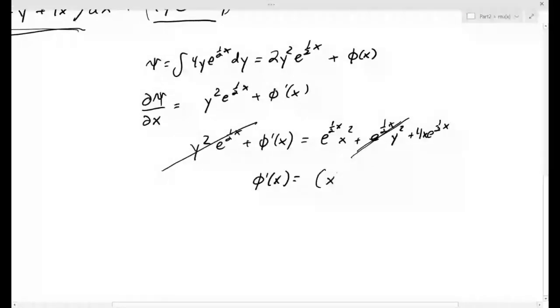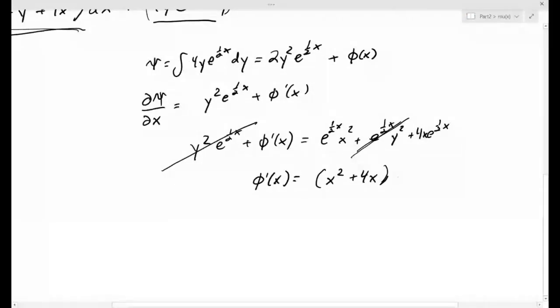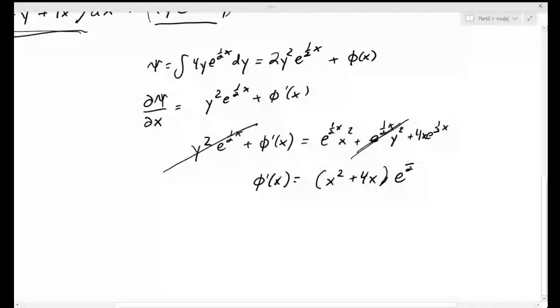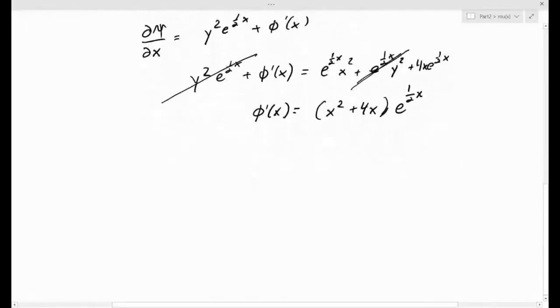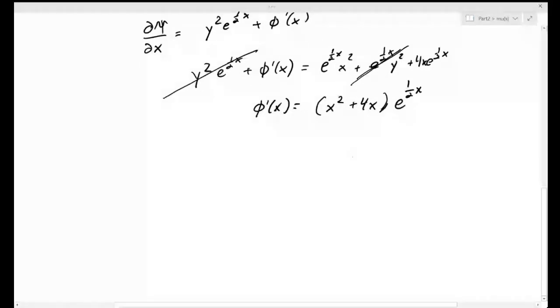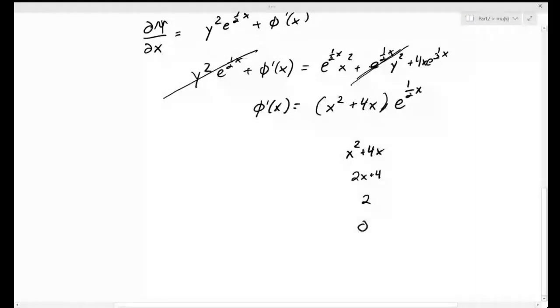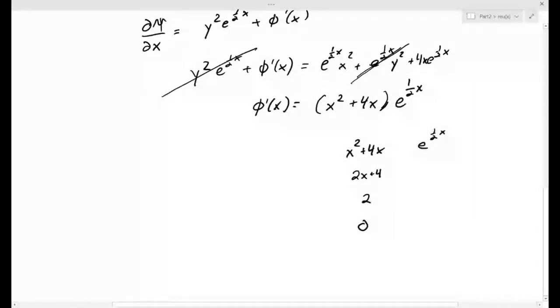And so this is a polynomial, x squared plus 4x, times this exponential. Yeah, so that is integration by parts. I guess there's no way around it. So I'll just use the tabular method for integration by parts. I'll write down the polynomial that I'll start differentiating until I get 0. And then I have this exponential, which I will start anti-differentiating.